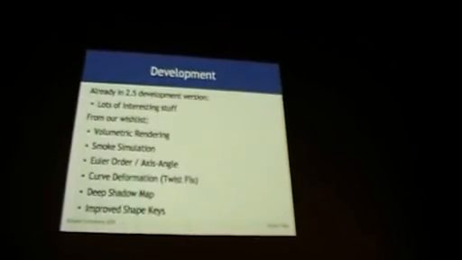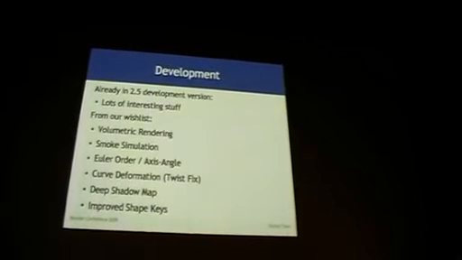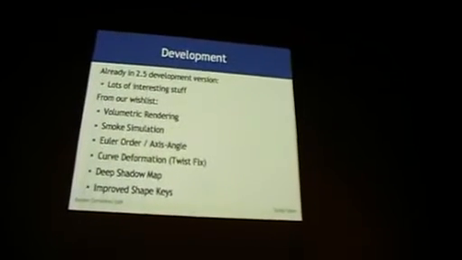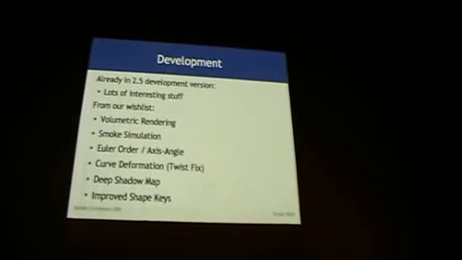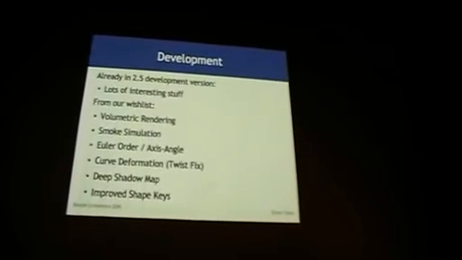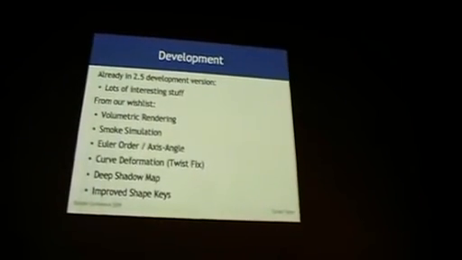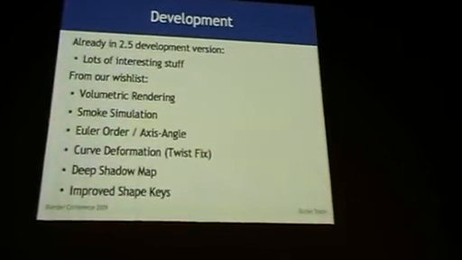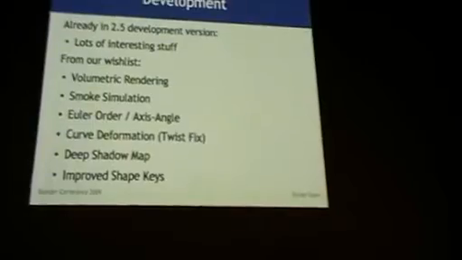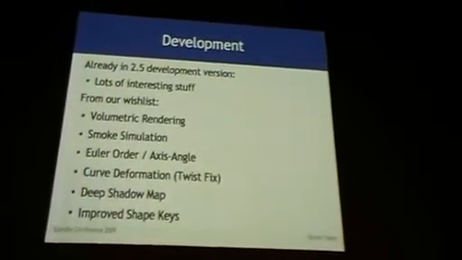Okay, and I have one slide about stuff that's actually already in 2.5 right now. There's of course lots of interesting stuff in 2.5 which isn't necessarily specific to Durian, but for the stuff that we had on our wish list specifically, a number of things have already been added. Not necessarily because they were on our wish list, but if someone adds it, of course, it saves us time. So we already have volumetric rendering, we already have smoke simulation, and we have different rotation representations for bones and objects. For people who are familiar with curve deformation, they might know about the twist issue, which was also fixed recently.